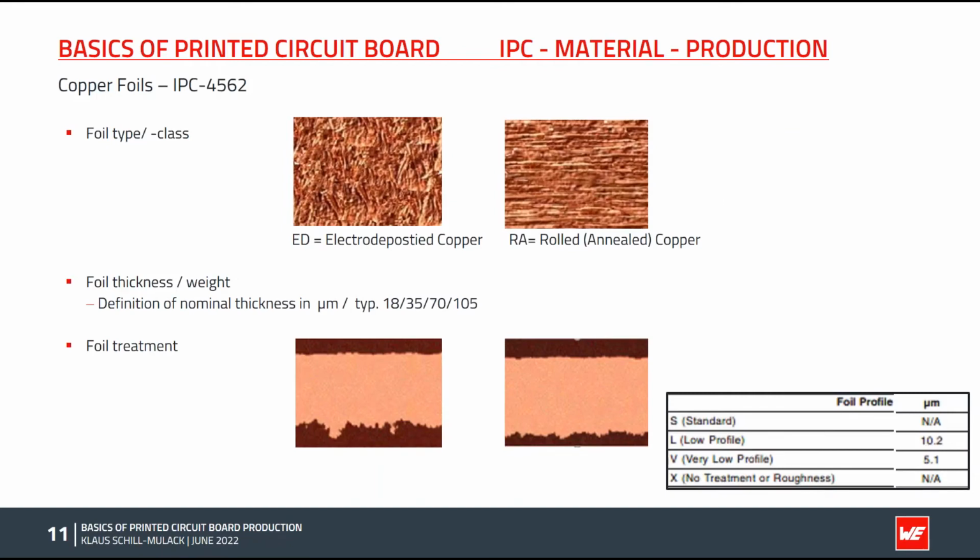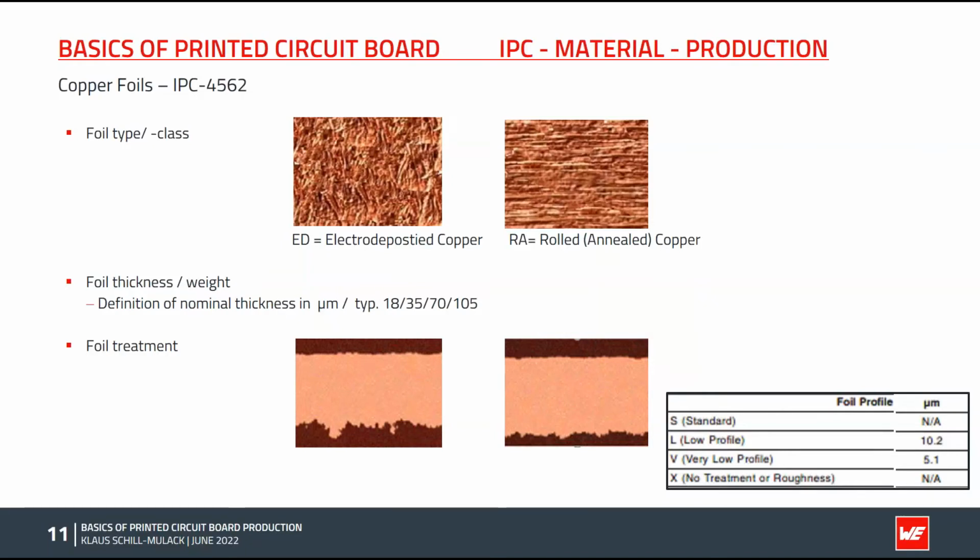The IPC describes more or less two copper types or classes. The first one is electrodeposit copper. This type of copper has a vertical grain structure and a rough surface. Electrolytically deposited copper is normally used for rigid PCBs. RA copper, which is called rolled annealed, is thin rolled copper, and this type of copper has a horizontal grain structure and a smoother surface, making it ideal for rigid, flexible, and flex-rigid PCBs.